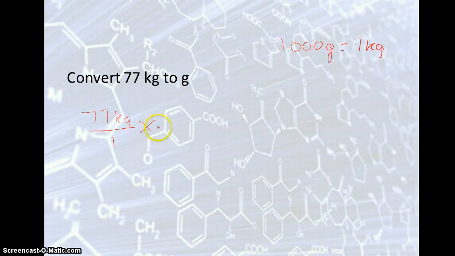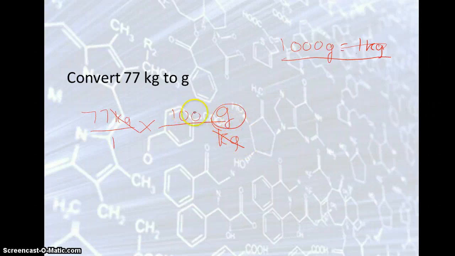Now, remember, this is the equivalence that relates kilograms to grams, and I need to decide which of these units goes on the top and which goes on the bottom. Well, I want grams. Remember, the unit you want in a single dimensional analysis problem is always going to be on top. The one you're trying to cancel out goes on the bottom. You see right here, your unit cancels and you're left with the unit you want. So I put 1,000 up here and 1 on the bottom. I take 77 times 1,000 and I get 77,000 grams.